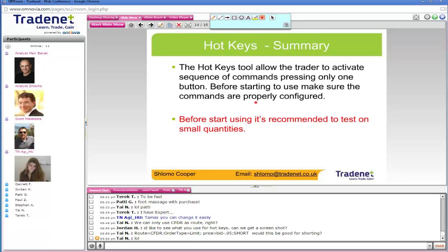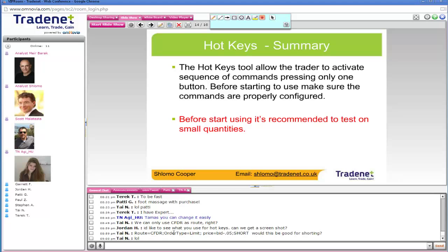The hotkey allows you to activate a sequence of commands while pressing only one button. But before you start to do it, try to make sure the commands are properly configured, and the best way is to test it on small amounts, all right, to see that the order is actually doing what you meant it to do. So let's see if you have any questions.